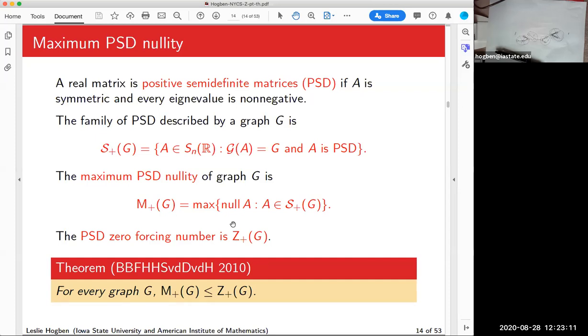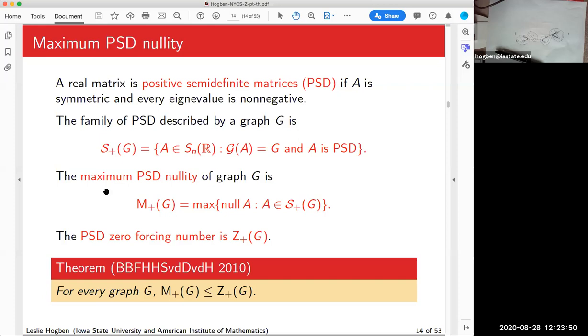So the maximum positive semidefinite nullity refers to positive semidefinite matrices. A real matrix is positive semi-definite if it's symmetric and every eigenvalue is non-negative. And we have a notation S plus of G for the set of positive semi-definite matrices described by a graph. And we define the maximum positive semi-definite nullity as the maximum nullity among those matrices. You'll notice there's something missing here, and that's maximum multiplicity. This is no longer maximum multiplicity.